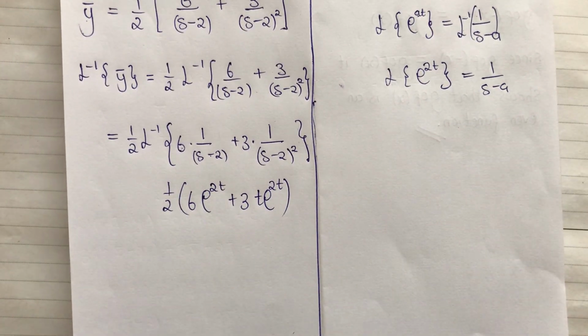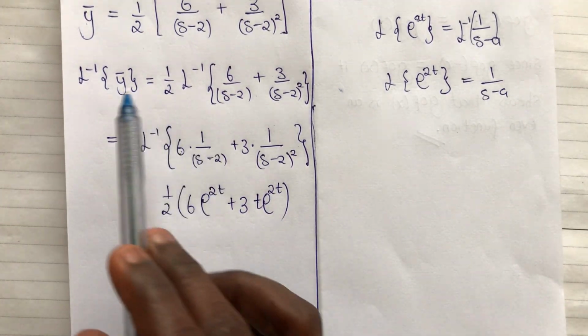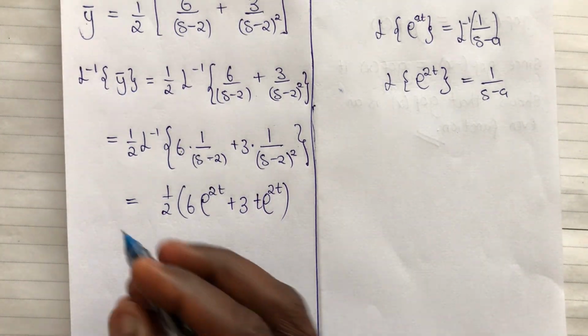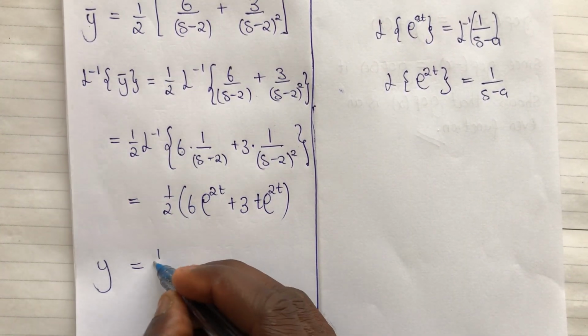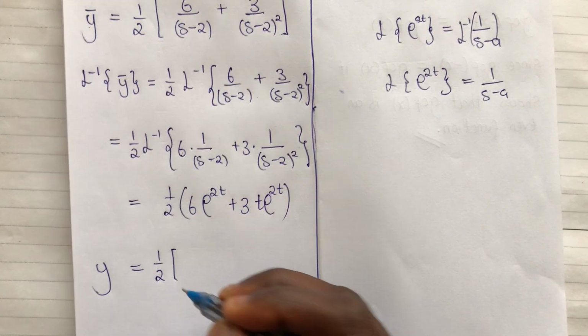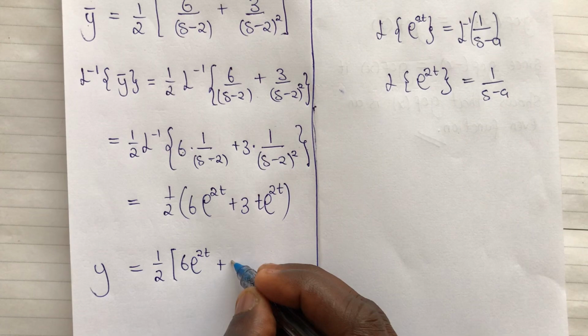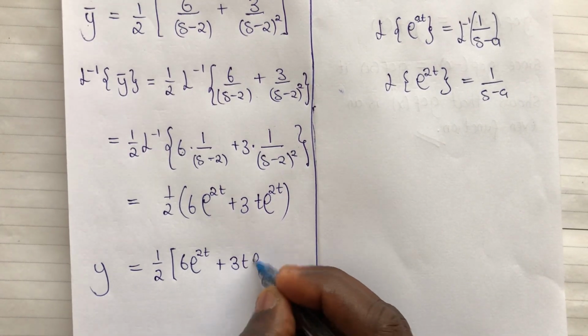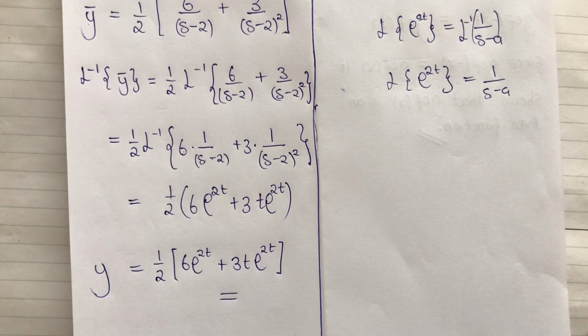So our final result is, now the Laplace inverse of y bar will give us y. So y is equal to whatever we have here. We have 1 over 2, and we can put this in a square bracket: 6e^(2t) plus 3te^(2t). And this is our final result.